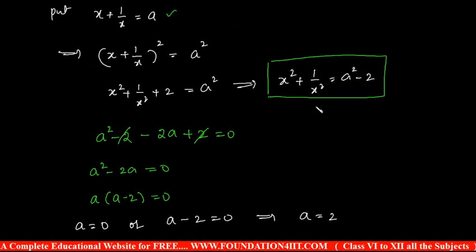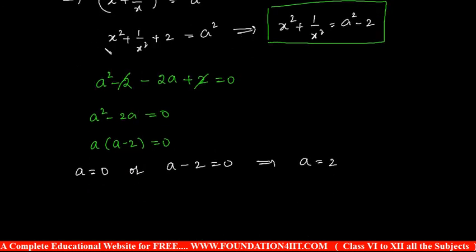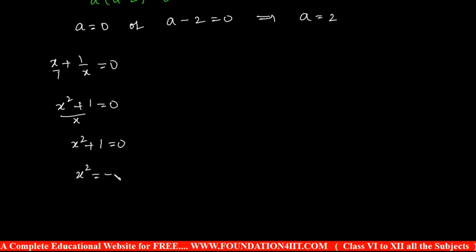So what is a actually? That is x + 1/x, right? You can substitute now. From a = 0, x + 1/x = 0. Taking the LCM, x^2 + 1 = 0, because dividing by x, 0 into x is 0. So x^2 = -1, x = square root of -1, that is plus or minus square root of -1, two answers.